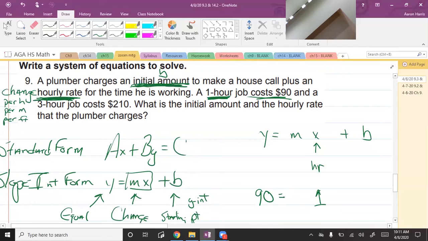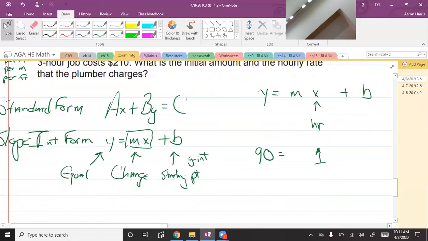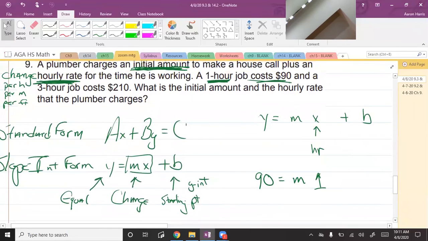And a 3-hour job, hold on. They already jumped to the second job. I'm missing some things. You are. What are you missing? The slope. Why? For every hour, it costs a certain amount of dollars, correct? So I need to figure out how many dollars he's going to charge per hour. I don't know what that is, so I'm going to leave it as M.